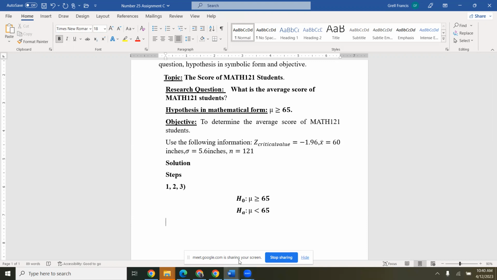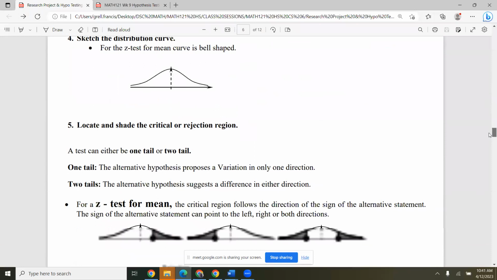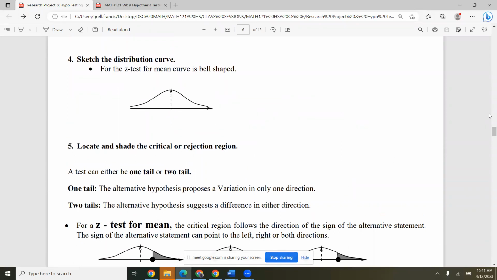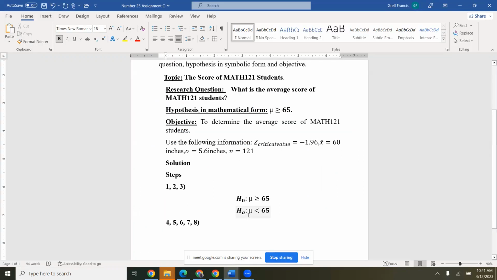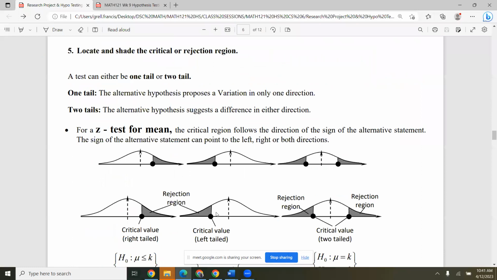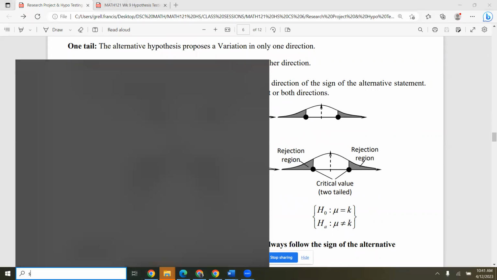Then we move on to steps number 4, 5, 6, 7, and 8. Can be done one time. What is step number 4? Step number 4 says we've got to sketch a distribution curve. It's a bell-shaped curve. Step number 5 says we have to identify the critical region. For the z-test for mean, the critical region follows the sign of the alternative statement. So because our alternative statement is pointing towards the left, therefore we have a left tail test. So this is the curve that we can take a snapshot of.